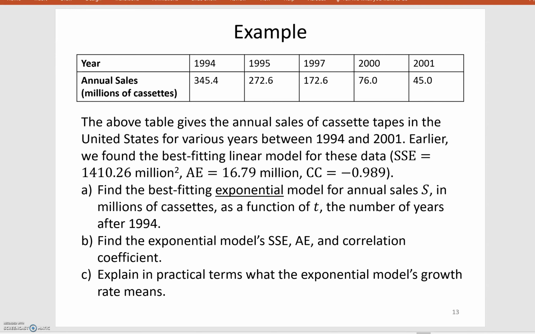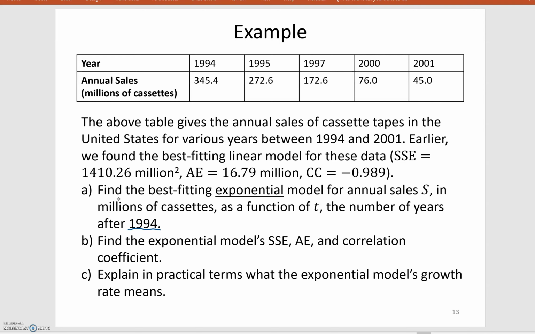Now we want to find the best fitting exponential model for annual sales in millions of cassettes as a function of t, the number of years after 1994. And then we'll calculate some more quantities here. Okay, so the first thing that we need to do is enter this data into the stat editor.